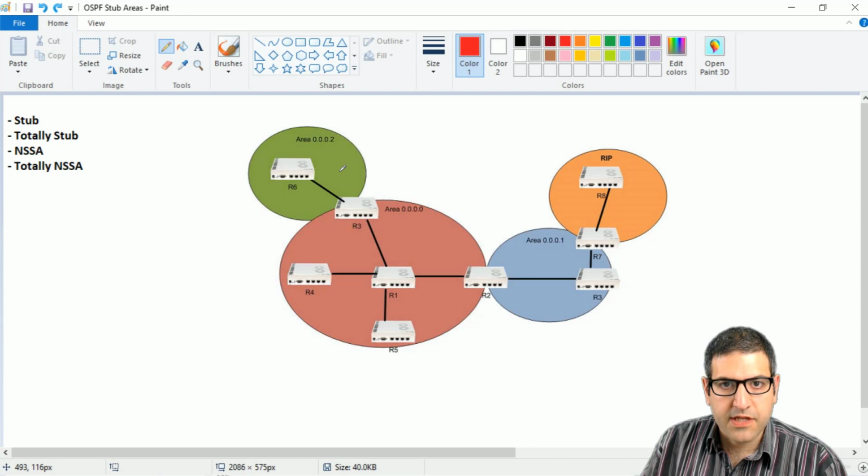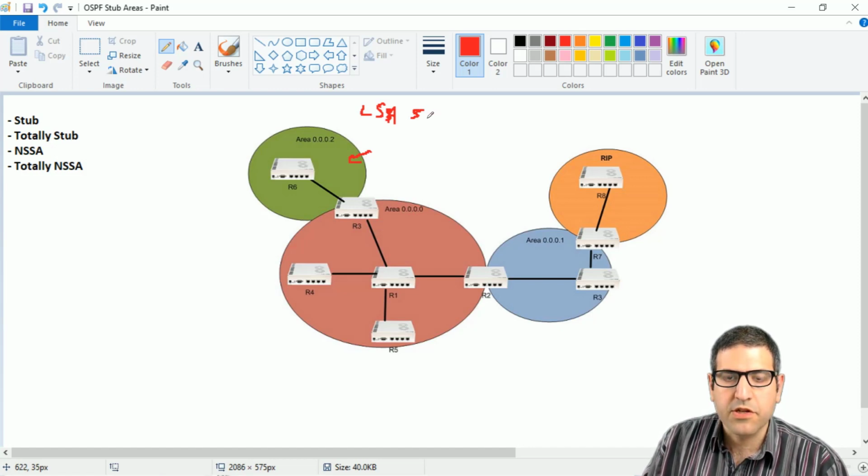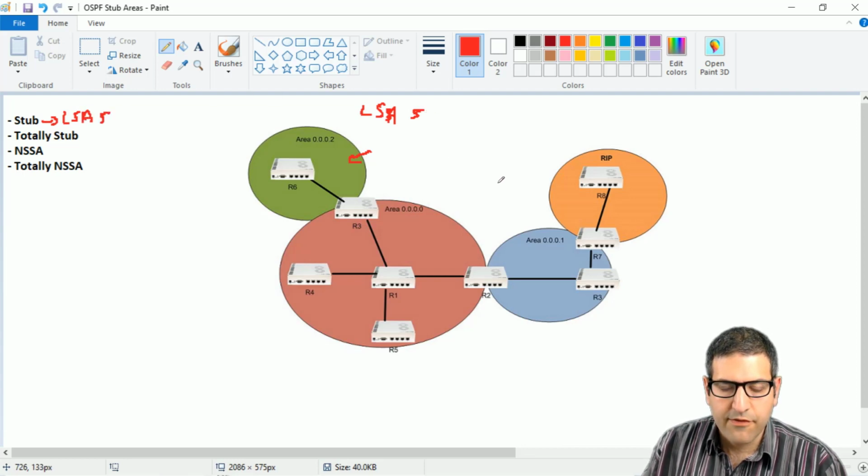When we make an area a stub area, the LSA type 5 will no longer get inside this area. Remember, what is LSA type 5? LSA type 5 are the external routes. So the LSA type 5 will not be allowed to come into this area. For example, in this case we have RIP, and this is an ASBR, because it is redistributing RIP inside OSPF. We have already seen how to do the redistribution.